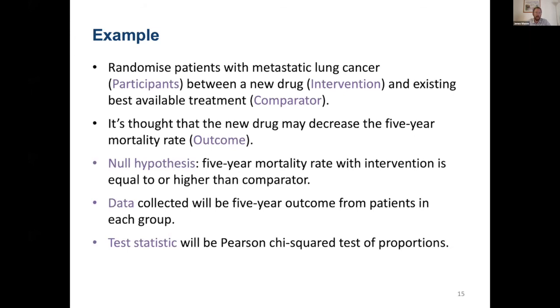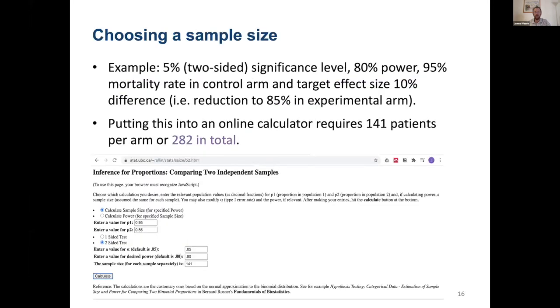The null hypothesis then is that the 5-year mortality rate for patients who have the intervention is equal to or higher or worse than the comparator. Just to remind you, that's the null hypothesis that we want to reject. We want to show that the new treatment is better than the comparator. The data collected is the 5-year outcome from patients who have been recruited in each group. And the test statistic will be some way of summarizing that data into a number that we can compare and decide whether to reject the null hypothesis.